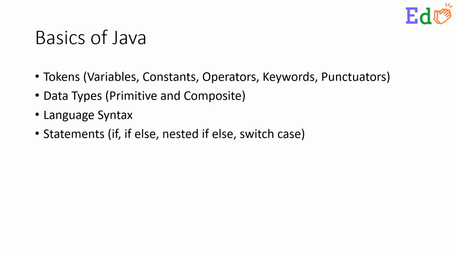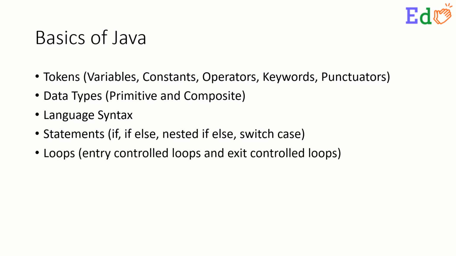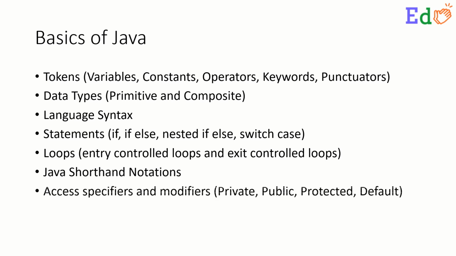Next, the statements: if, if-else, nested if-else, and switch case are the different varieties of statements Java has. Next, we have to learn loops. There are two kinds of loops: entry controlled loops and exit controlled loops. We have to learn Java shorthand notations. These are very useful while we code, as we become a developer. We have to learn access specifiers and modifiers. There are different types like private, public, protected, and default. Next, we have to learn about interfaces and packages.